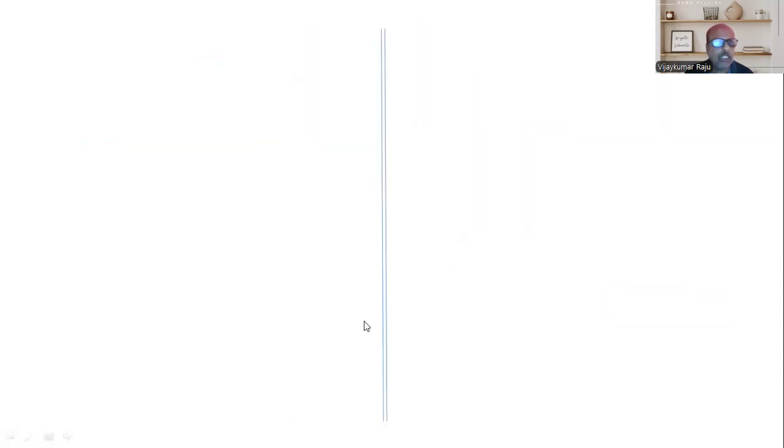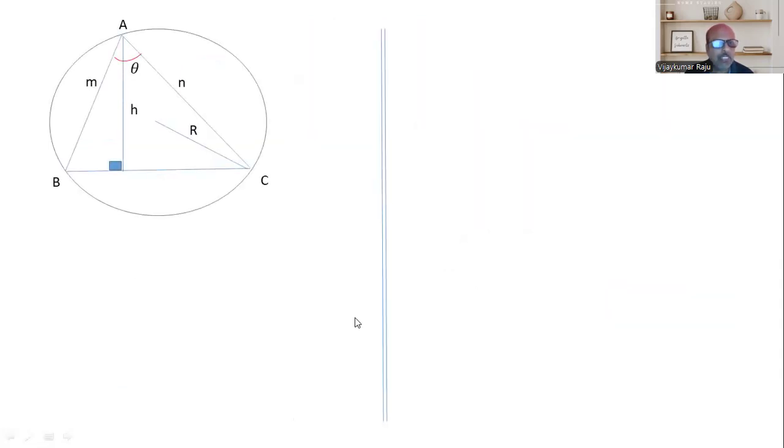Let us see this. This is the figure. Now what is the formula for the area of this triangle which we have just learned? You have to prove that m into n is equal to 2RH. The formula which we have learned for finding the area of a triangle is half into m into n into sine theta, because these are the included sides and the included angle is here. So this is the first equation.